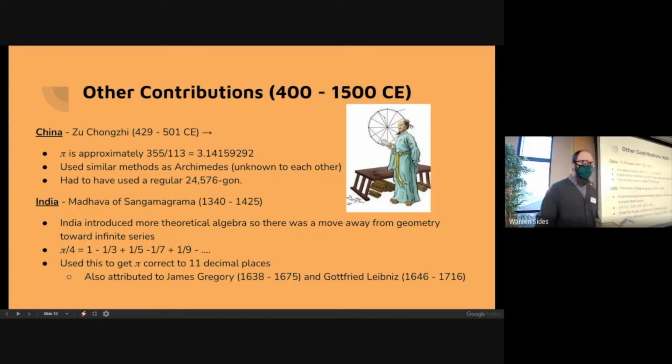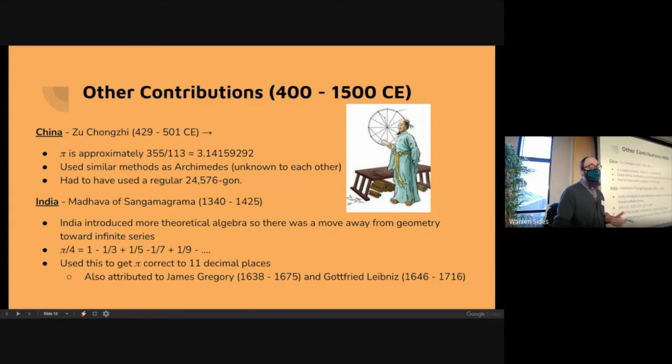Right. So other contributions. Between 400 and 1500 CE, which is the sort of nature of history, everything moved from the Western world, so Greece and everything, and went east. So China is doing their thing. Zu Gengzhi, somewhere around 500 CE, approximated pi by 355/113. 3.141592, and that's where he stops, right? But everything up to those six decimal places is good. And that's only like 200 or 300 years after Archimedes.